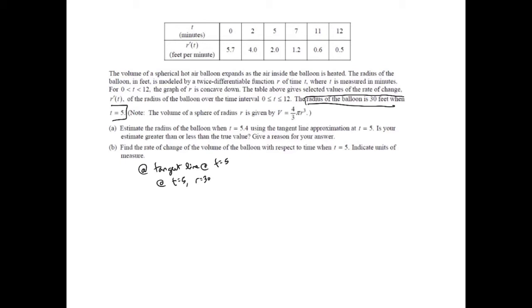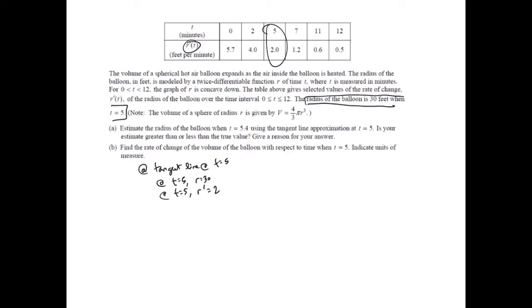So that's like getting the y value at the point of tangency. And then we need the derivative at time 5. Well, the chart tells you the derivative of r. At time 5, that derivative is 2. So the slope of the tangent line is 2.